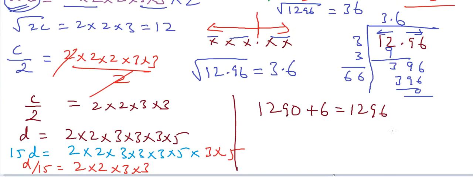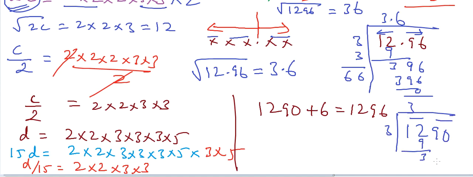But how do we get 6? For that, we try to find the square root of 1290 using the division method. Again, from right to left, two digits at a time. So 9, 3 times 3 is 9. So 3, 90. We need to add the last digit, 6.